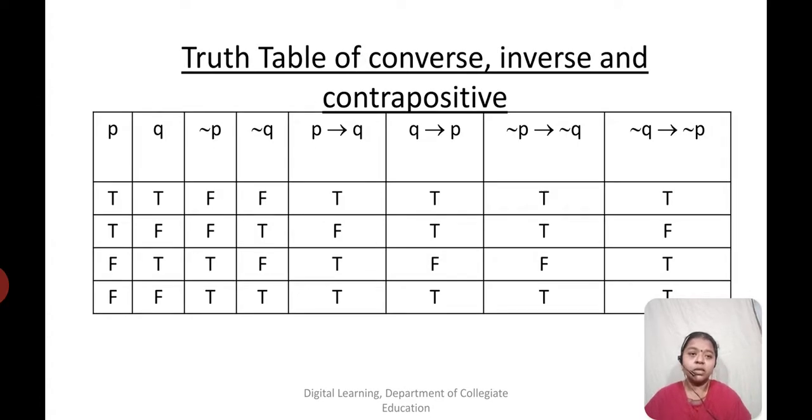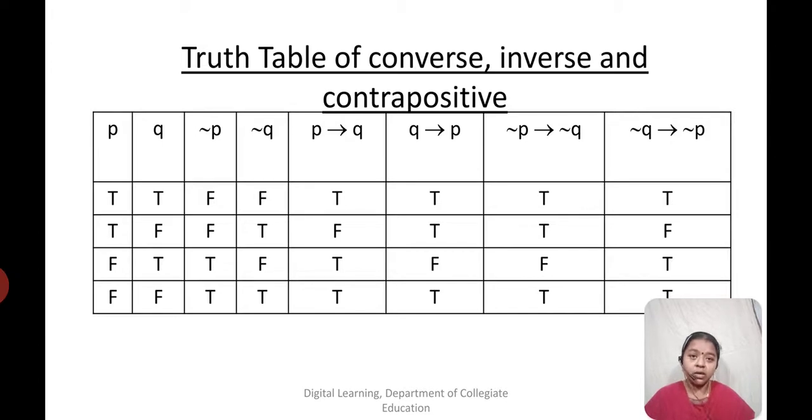Now this is the truth table. So you have P, Q, negation P, negation Q, P implies Q. By now you all will be knowing it. Next you have Q implies P. So when I have Q implies P, you have to be careful. The first proposition Q has to be true and the second proposition P should be false. Only then our answer is going to be false. In all other cases it is true.